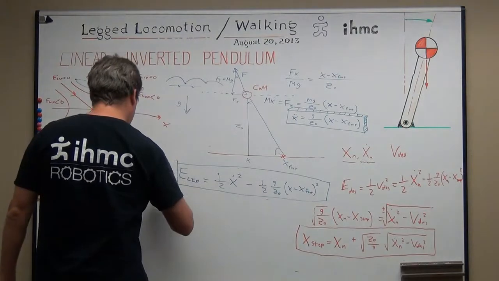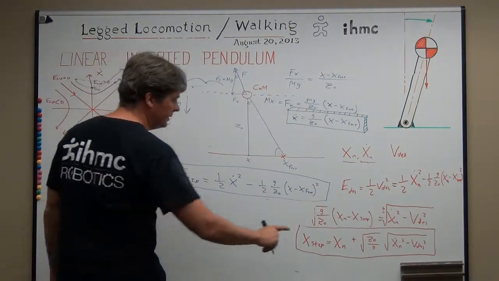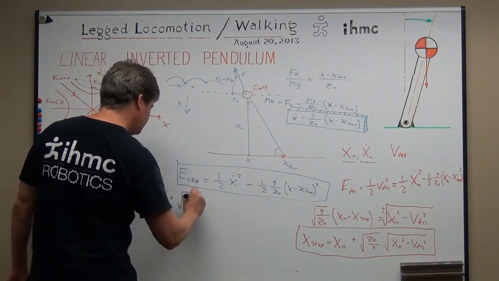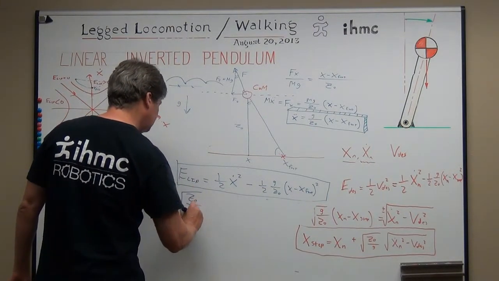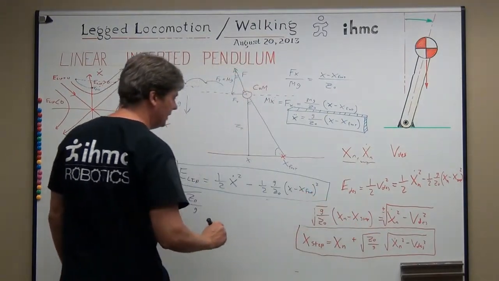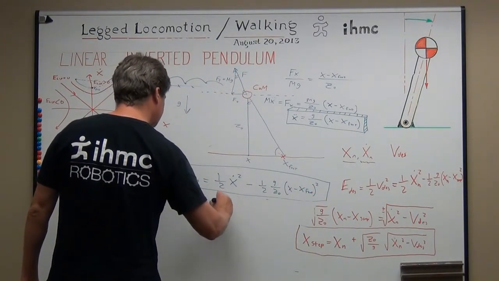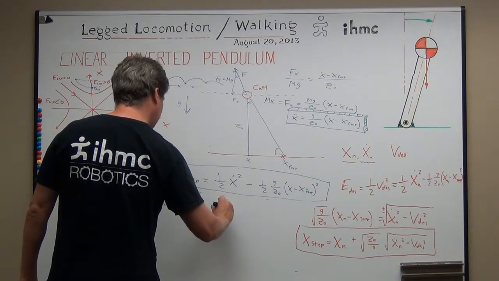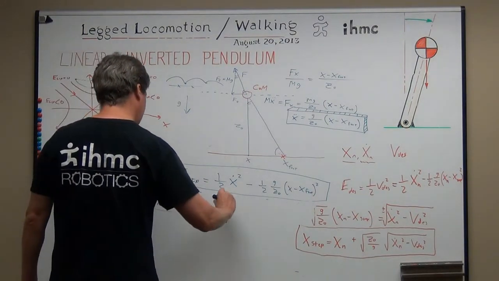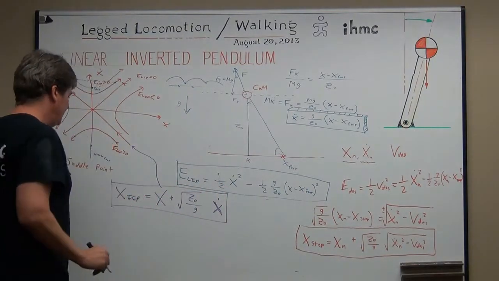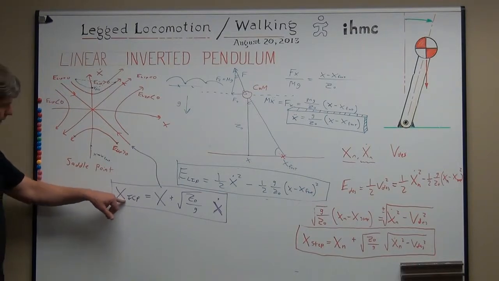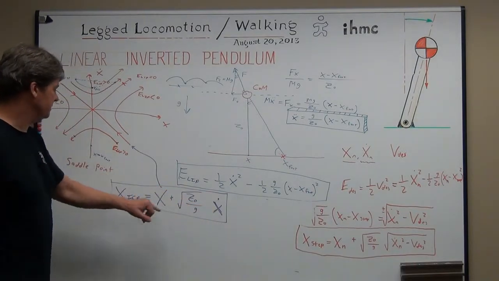If our desired velocity is 0, then x step, which we'll call x instantaneous capture point, is where the center of mass currently is, so let's call it x, plus square root of z naught over g times x dot. So this is where you should step to, given your velocity and position.